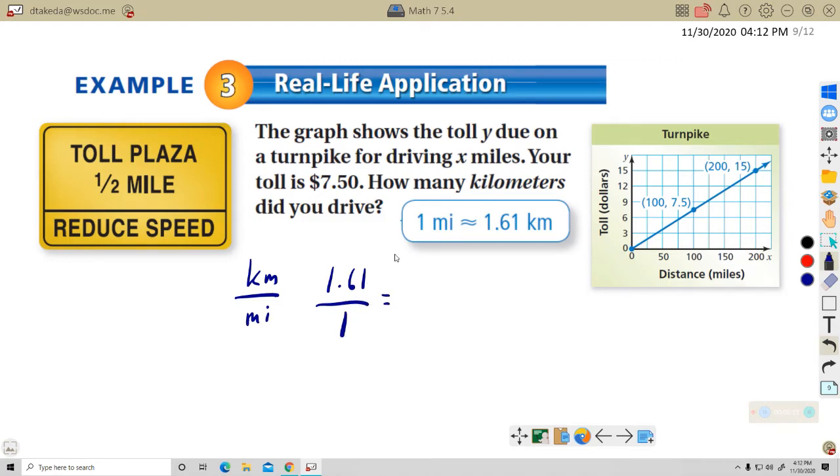So 1.61 kilometers per 1 mile. The rest of the information I'm getting from the graph. If my toll was $7.50, that's my y value, right? It meant I drove 100 miles. So that's the number I'm going to use in my second ratio. Top or bottom? Bottom, miles, right?